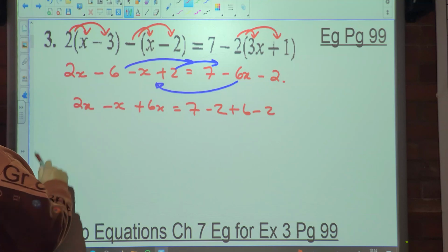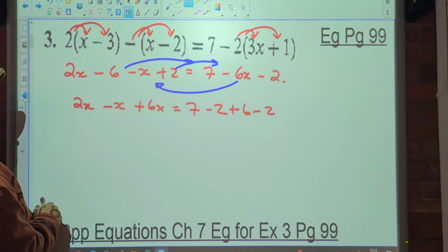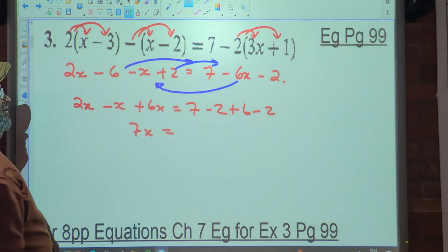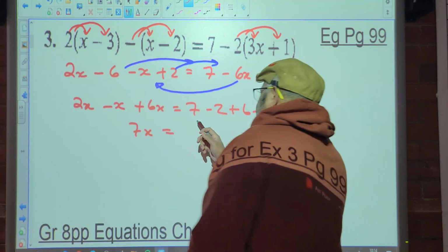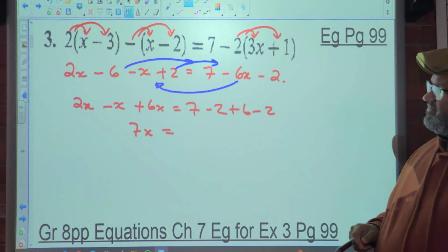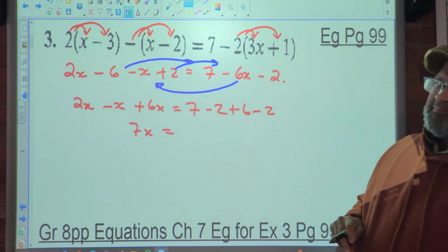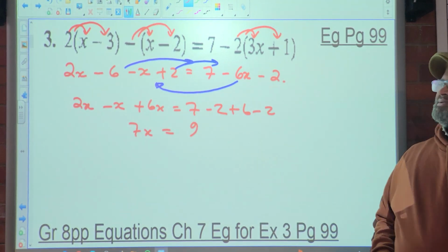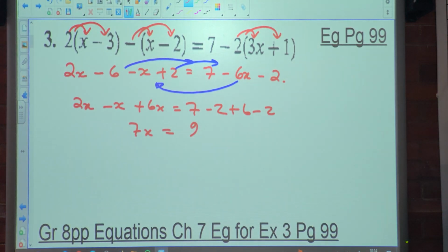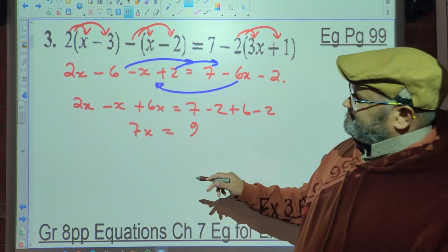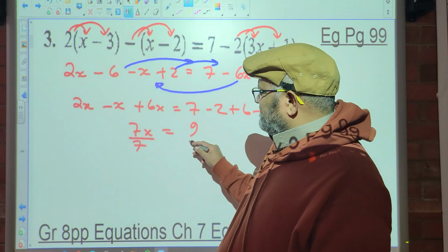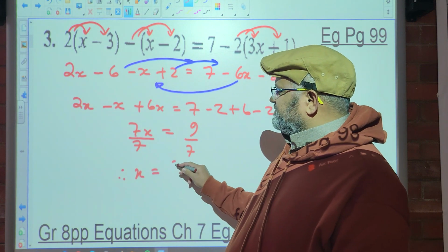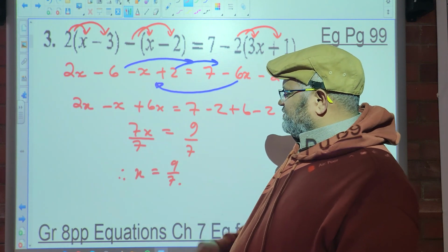So what is 2x minus x? X. And x plus 6x? 7x equals 7 minus 2? 5. 5 plus 6? Minus 2? 9. So how do I get x on its own? Divide by 7 both sides. So therefore x is equal to 9 over 7 or 1 and 2 sevenths.